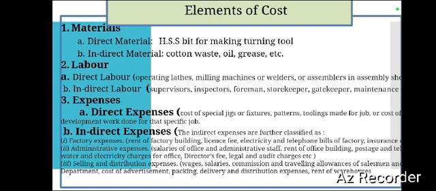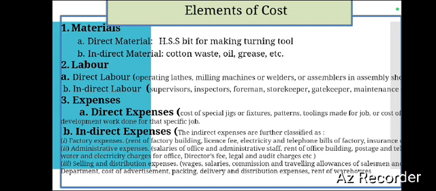What are indirect expenses? Indirect expenses are those which cannot be charged directly to a particular product manufactured. Examples: factory expenses, administrative expenses, selling and distribution expenses. So these all come under indirect expenses. What are factory expenses? Factory expenses include all indirect expenses which are incurred in connection with the manufacture of the products, right from the receipt of the work order till it is completed and ready for dispatch. Examples: rent for factory building, license fee, electricity and telephone bills of the factory, insurance and depreciation costs. So these all come under factory expenses.